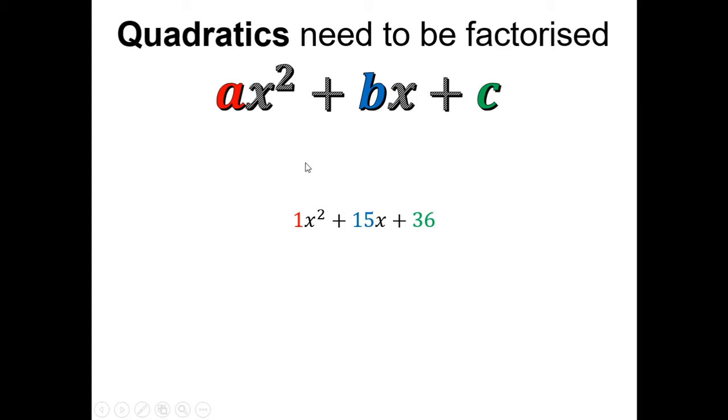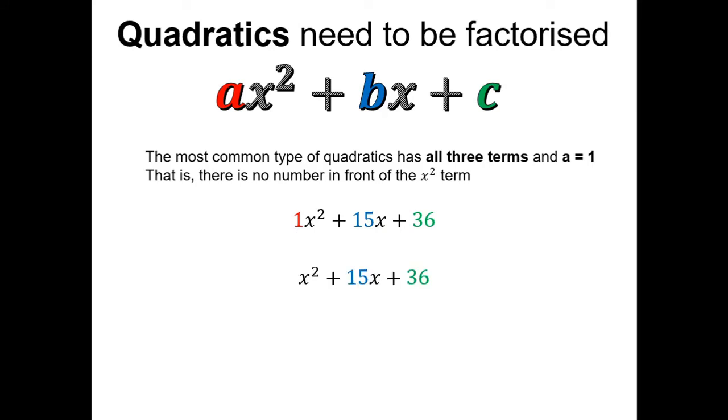Here, I didn't let a equal 0, I let a equal 1. Don't get that confused though. If I have 1x squared, I don't need to write the 1 in front of it. I can just write x squared, right? You don't need to write the 1 in front, but don't think that that means 0x squared. This is definitely a quadratic. It definitely has an x squared term, an x term, and a number term.